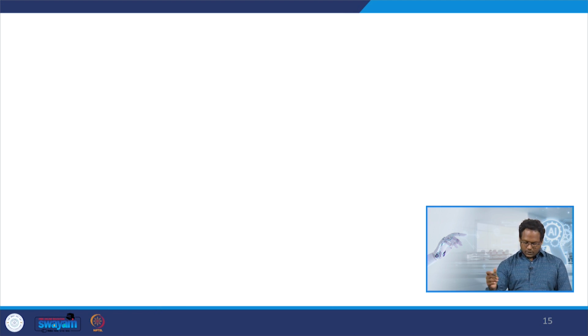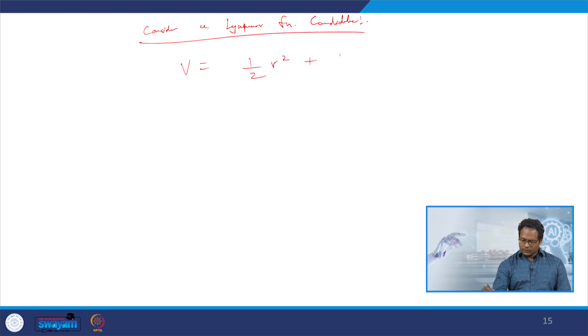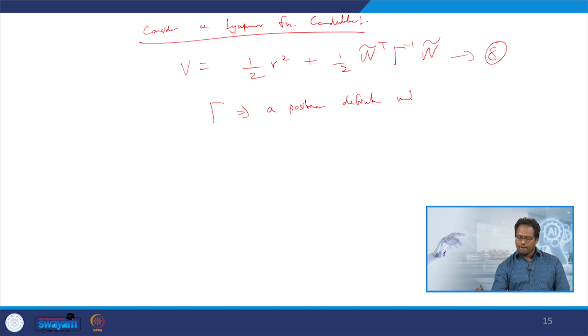Now, consider a Lyapunov function candidate that is given by, say, V equal to half r square plus half w tilde transpose gamma inverse w tilde. Say this be equation 8. So, here we know that gamma is a positive definite matrix. Okay. So, now let us continue this.